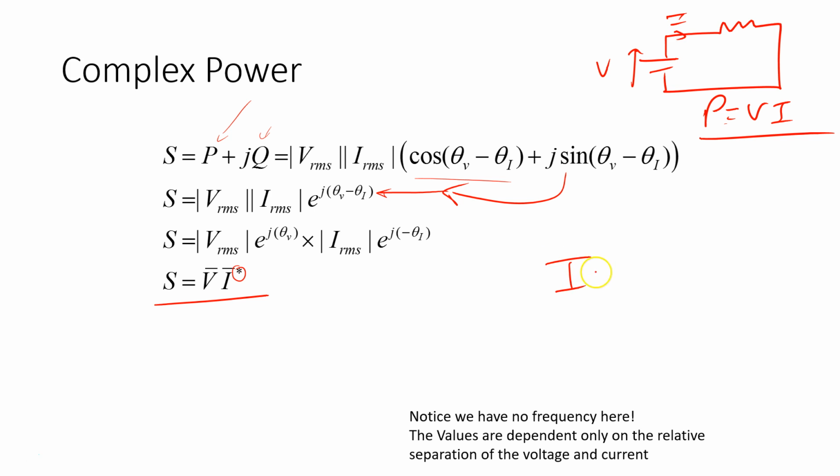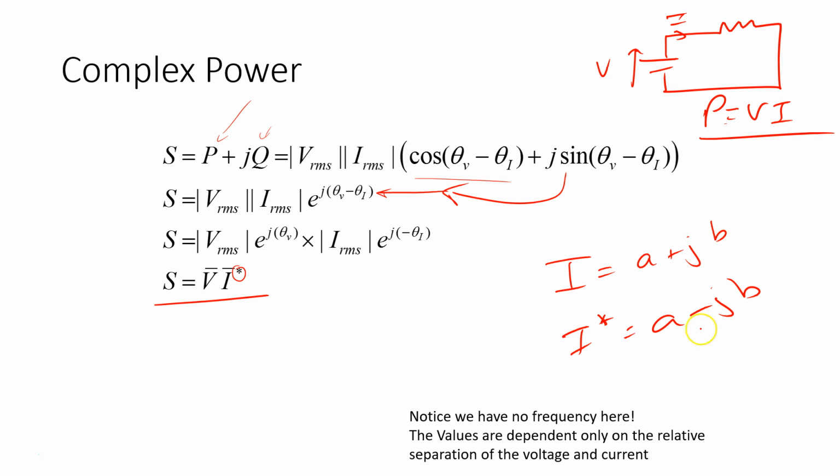So the current I, which is equal to some A plus jB, if I look at this as a DC, there will be no B component. So I is equal to I conjugate. Remember, if I is equal to A plus jB, then I conjugate is equal to A minus jB.